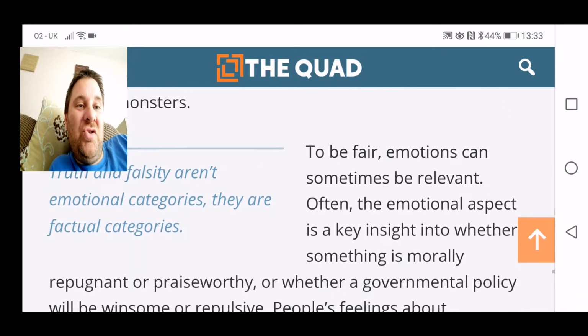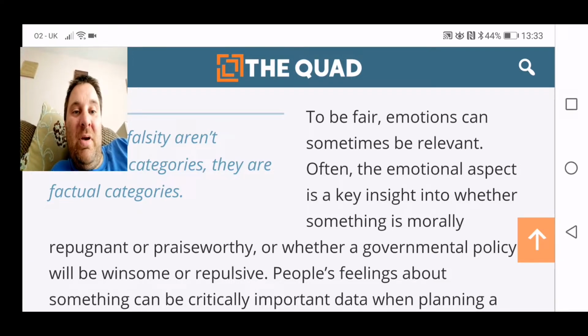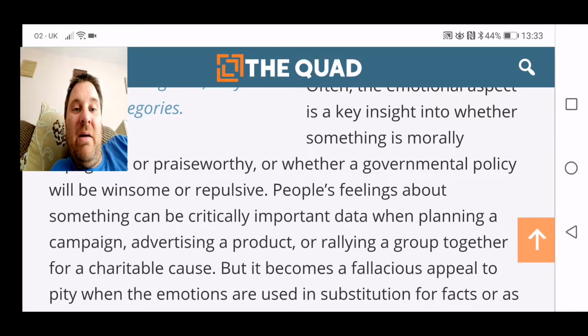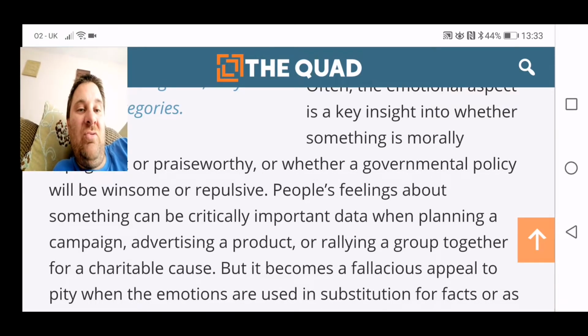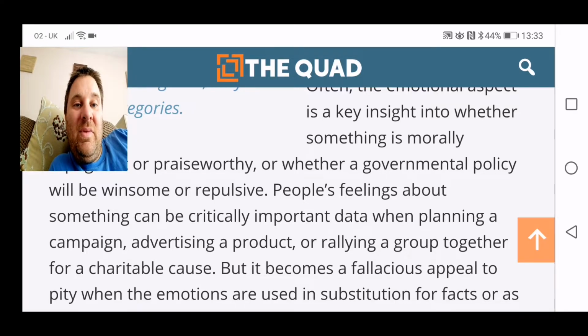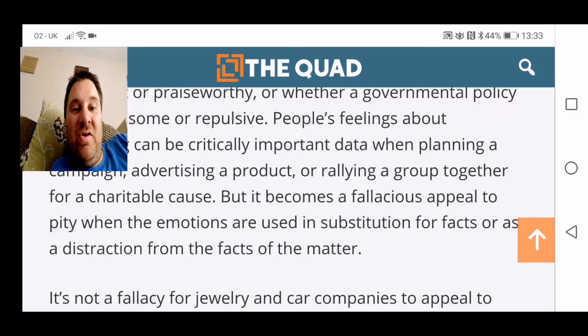To be fair, emotions can sometimes be relevant. Often the emotional aspect is a key insight into whether something is morally repugnant or praiseworthy, or whether a governmental policy will be winsome or repulsive. People's feelings about something can be critically important data when planning a campaign, advertising a product, or rallying a group together for a charitable cause. But it becomes a fallacious appeal to pity when the emotions are used in substitution for facts or as a distraction from the facts of the matter.